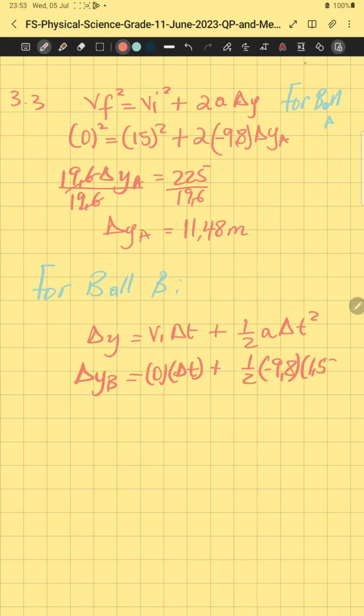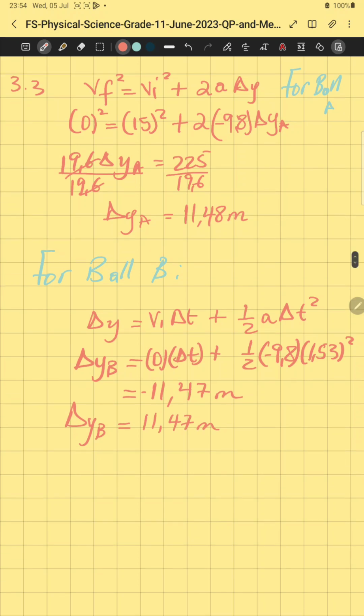What will be the time here? It's the same time. Everything times 0 is going to be 0, so we just work out that side. We're going to get negative 11.47 meters, but we cannot leave the height as negative, so it must be positive 11.47 meters. This is now this height.